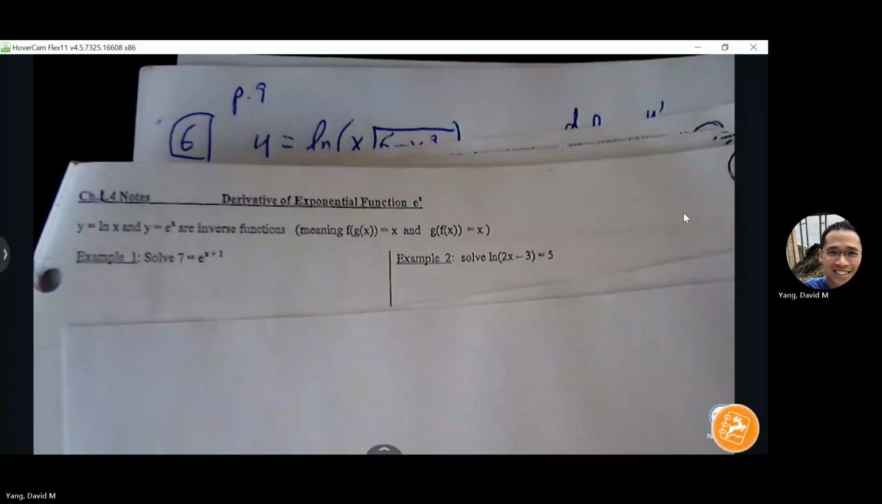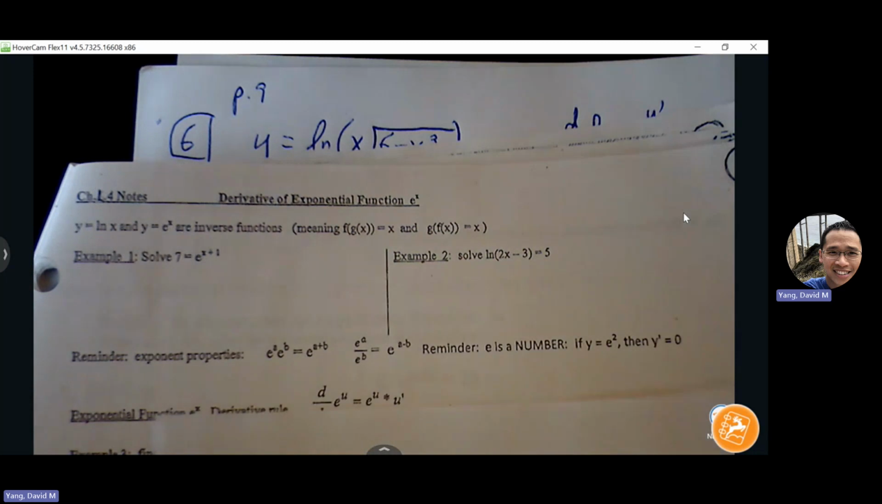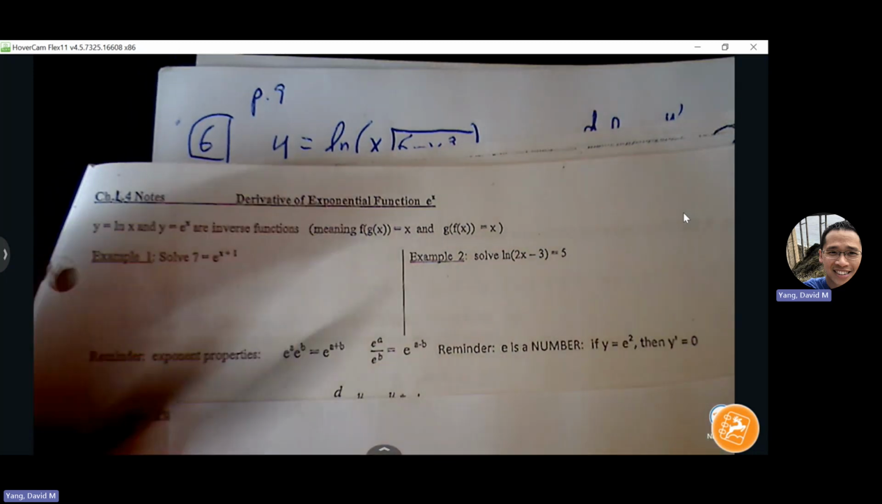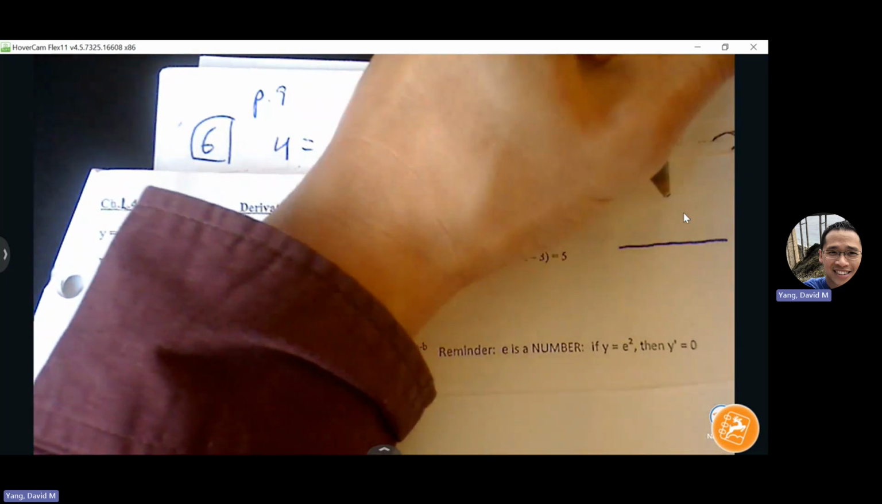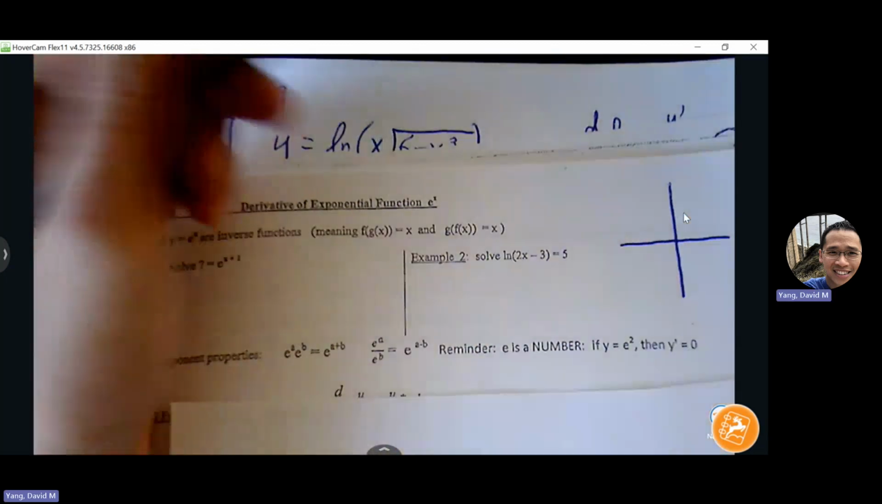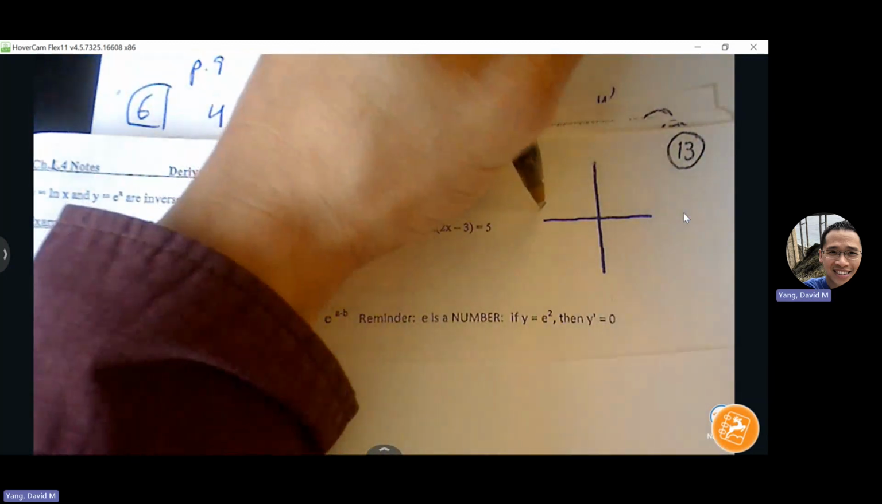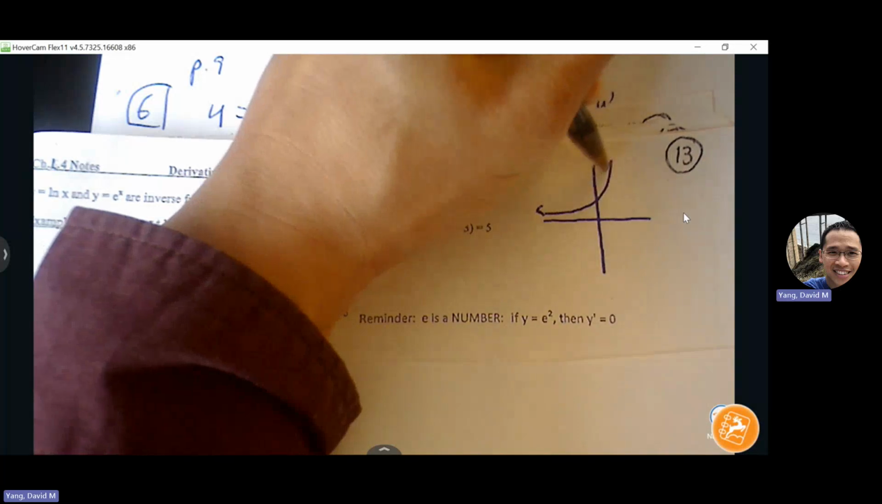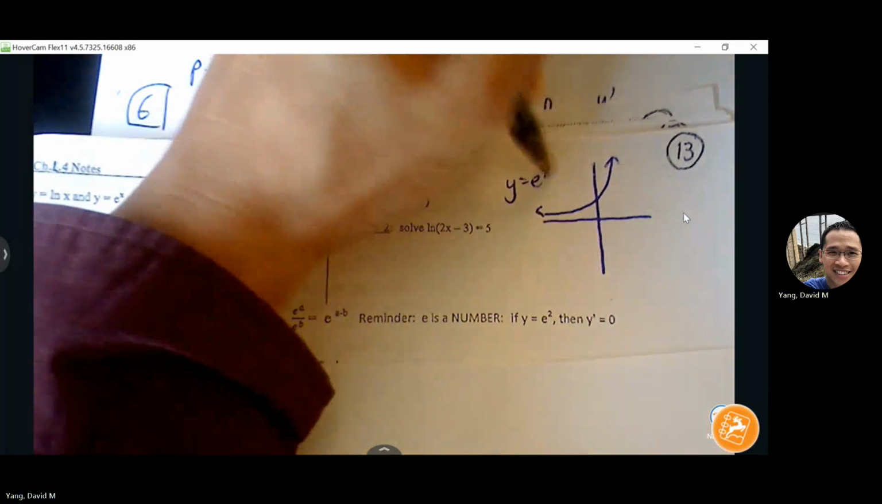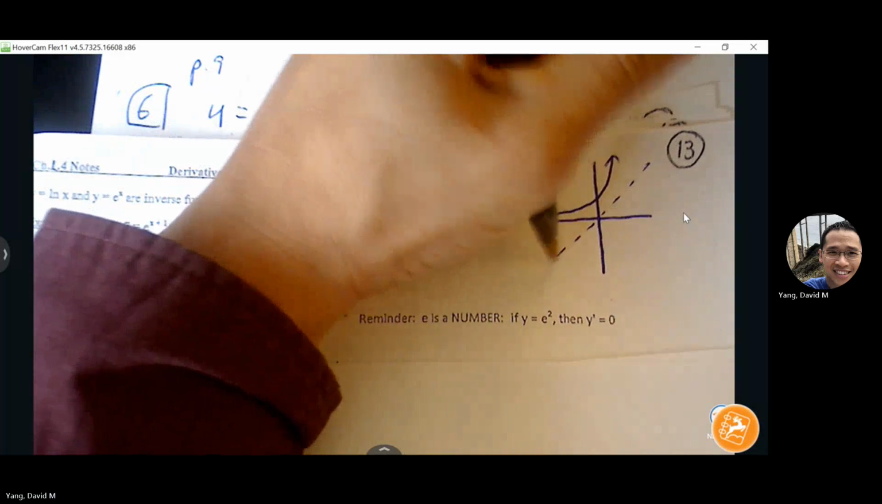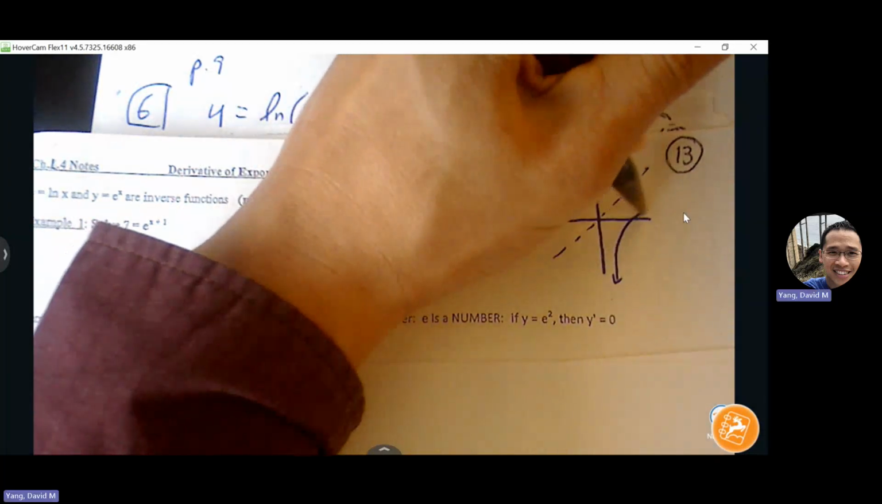So we just got done talking about inverse functions, and there's a pair of inverse functions that we're going to use a lot, and those are natural log of x and e to the x. So the graph that I drew for us yesterday, those are actually the natural log and exponential graphs. This graph here is e to the x. This graph here is natural log of x.